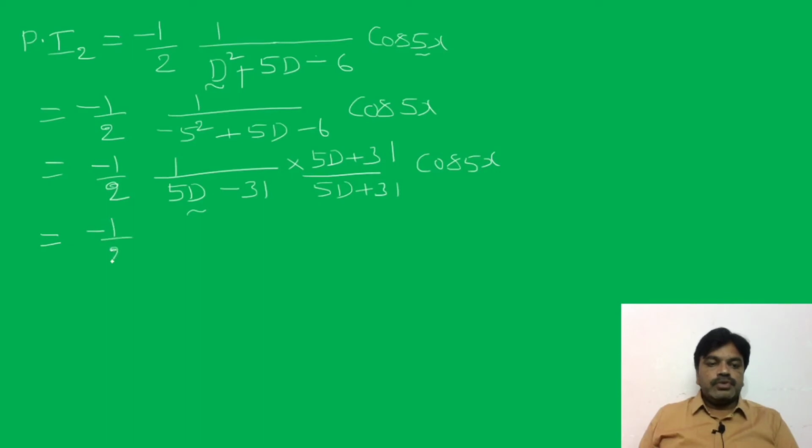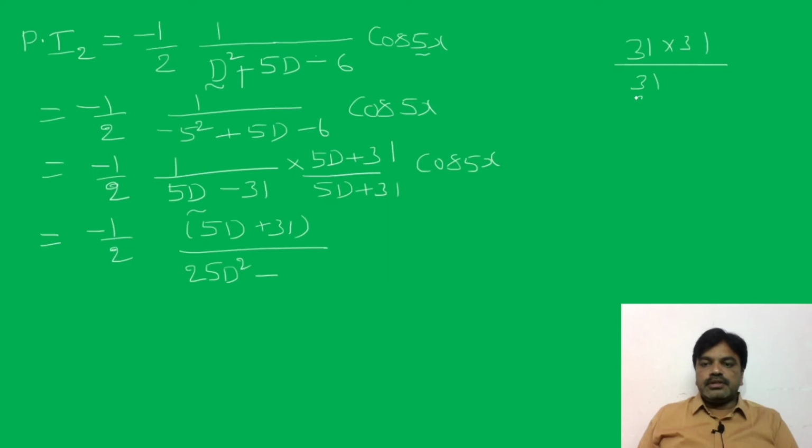That is equal to minus 1 by 2 into 5d plus 31 by, it is like a minus b into a plus b, friends. So 5d whole square means we get 25d square minus 31 into 31, friends. 31 into 31: 1 into 31 is 31, 3 1s are 3, 3 3s are 9. So we get 961, friends, into cos 5x.